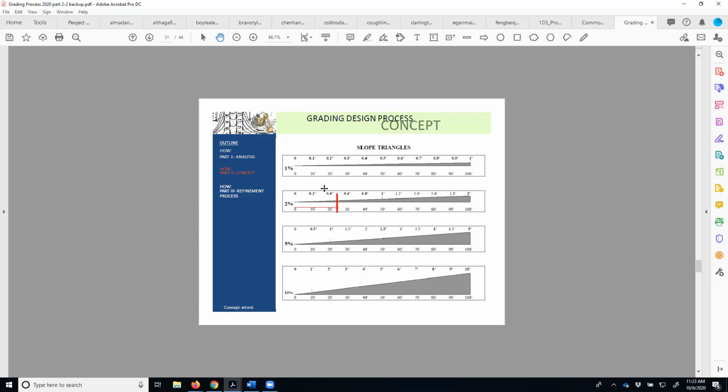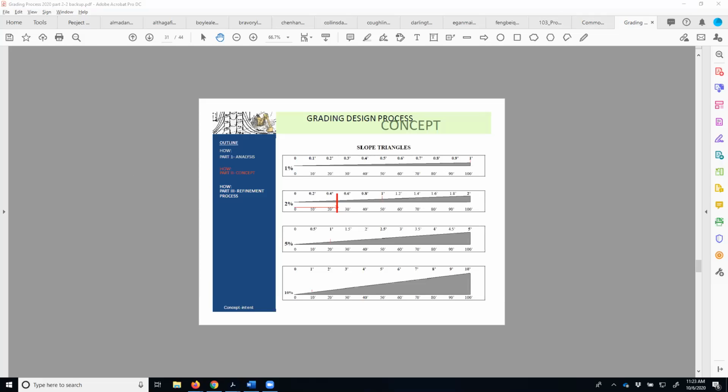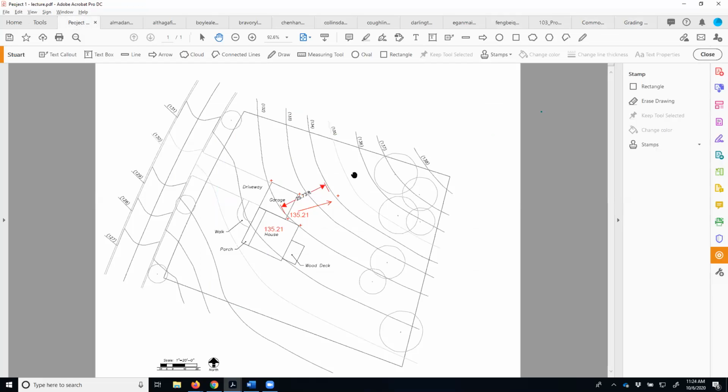Mm-hmm. Okay. So now let's go back over to this. So if that's a drop of 0.5, we're just going to get rid of that because it's in the way. What is our elevation going to be out here? Our elevation out here is going to be 134.81. Does anyone want to check my math on that, please? No, nobody wants to.